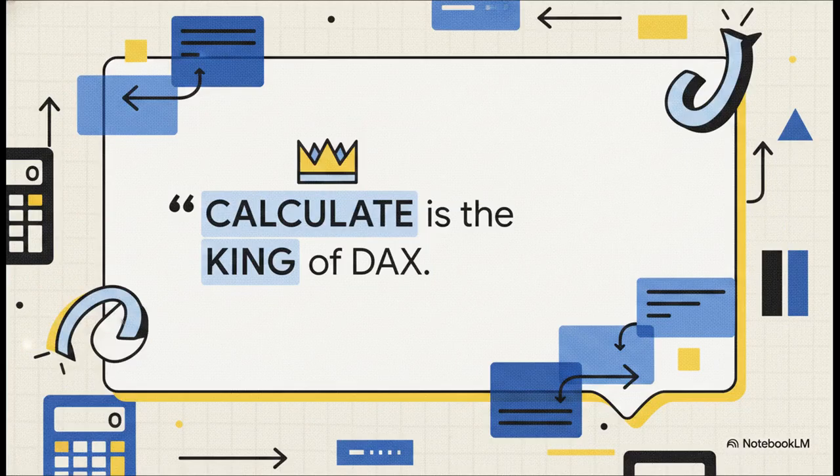The crucial point you need to take away here is that Calculate is the undisputed king of DAX. Why? Because it actually modifies the filter context dynamically. It essentially tells Power BI, hey, pause the current filters for a second, apply these specific new filters I'm giving you, and then run my math.